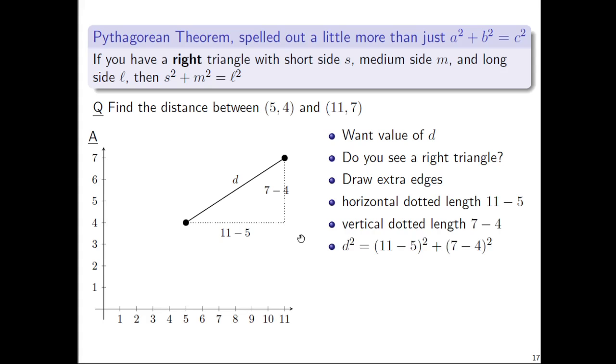So 7 minus 4. And so if we set up the Pythagorean theorem, the hypotenuse squared, so d squared, is equal to this side squared. So we'll just still write it as (11 minus 5) quantity squared. And then this side squared, so 7 minus 4, that's the side. And then we have to square it, right? Because that's m squared.